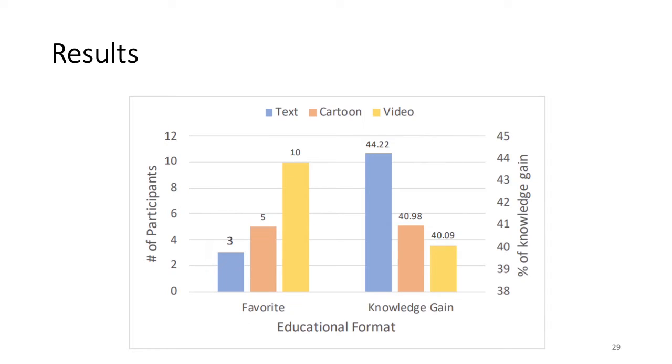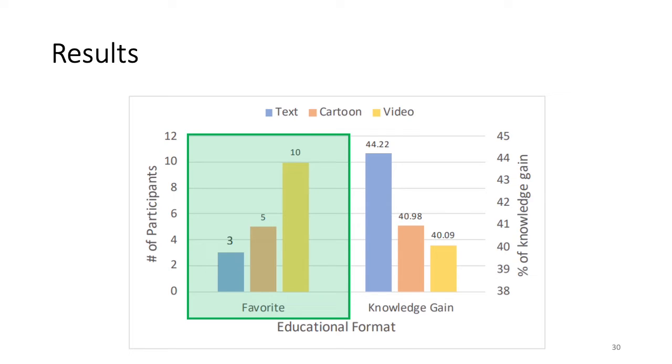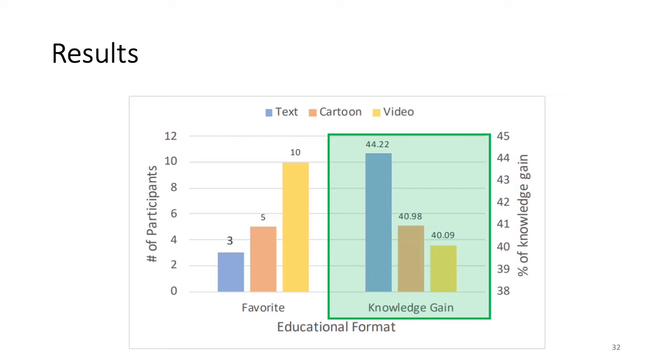This figure has a summary of our findings in the preliminary study. We asked the participants what their favorite educational format was. The answers are summarized on the left side of the figure, the green area. The majority of the participants said that they prefer videos. Now let's take a look at the right side of this figure.